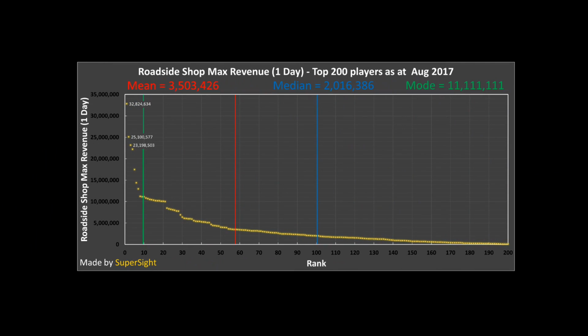So this is roadside shop max revenue in one day, and look at that top player. What the flip? 32 million coins in one day. That is ballistic. That is insane. And just the drop from the top 10 players, it just goes 32 million, 25 million, 23 million. It just drops so quick. And then from the 10th player on, it's just sort of this flat thing. And then there's another drop, because obviously they all wanted to hit the 10 million mark.